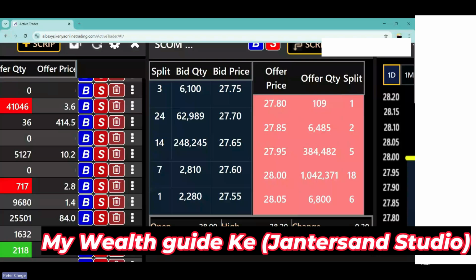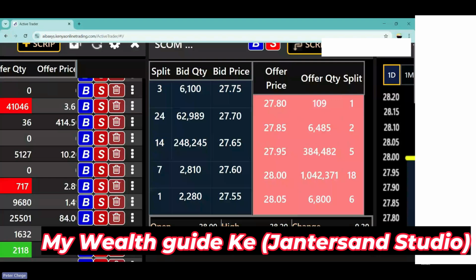Instead of selling at 27.80 or 27.75, you better place your order at 27.85, because the orders above that are few. If you put it at the price of 27.95, remember these 384,000 have to be cleared first, which may take a while. I will come to that when we go to the next slide.